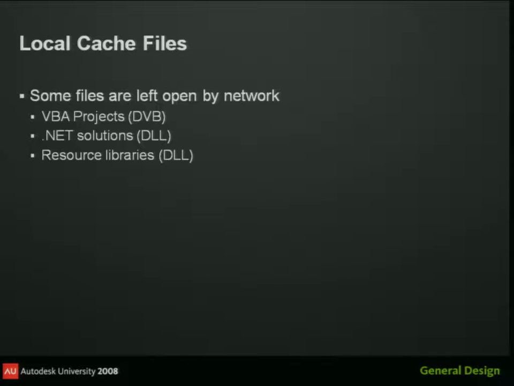Now, occasionally, you're going to have files that you definitely need to have off of the network, and I mentioned three of them right here: VBA projects, .NET files, and resource library files. All three of these files, when AutoCAD loads them up, even if they're in a read-only folder to the user, the network leaves a file handle open on the files. They're read-only to the user. They can't modify them, but the network has opened up a handle on it, and it doesn't close that handle.